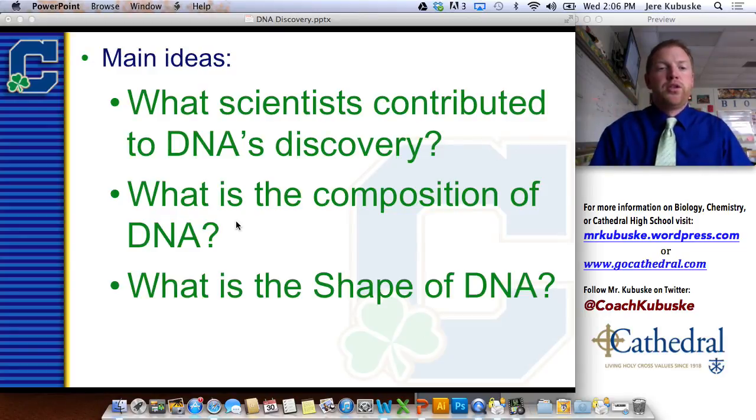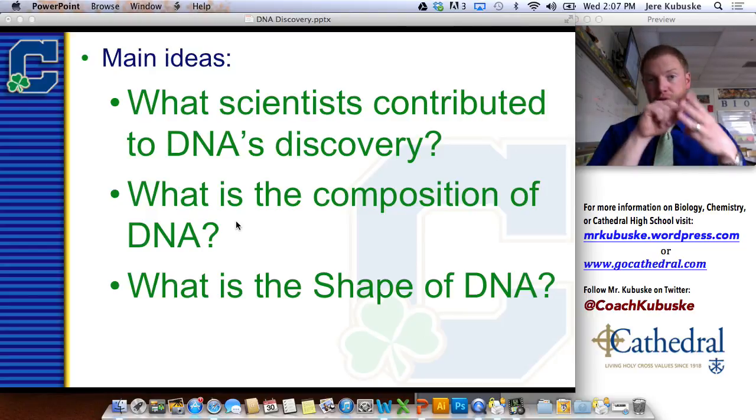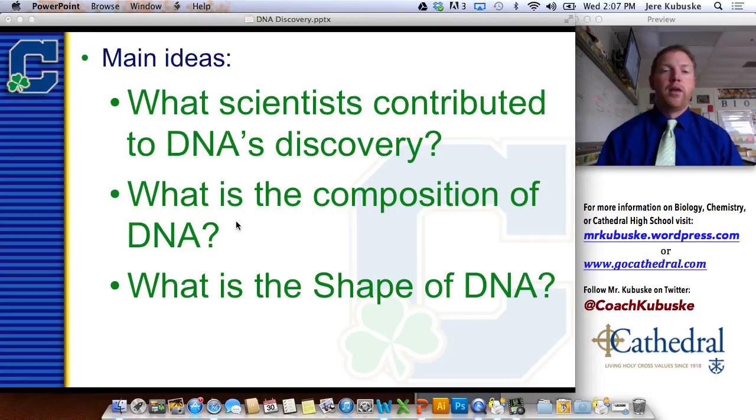So, to wrap up, what scientists contributed to the discovery of DNA? There was Miescher, Chargaff, Hershey-Chase, Rosalind Franklin, in some ways Maurice Wilkins, and then Watson and Crick. What is the composition of DNA? Sugar, phosphate, and base. It's made up of nucleotides. Sugar, phosphate, base. Sugar, phosphate, base. And what's the shape of DNA? It's a double helix. It's a twisted ladder with the rungs in the center being the bases, and the sides of the ladder being the sugars and the phosphates.